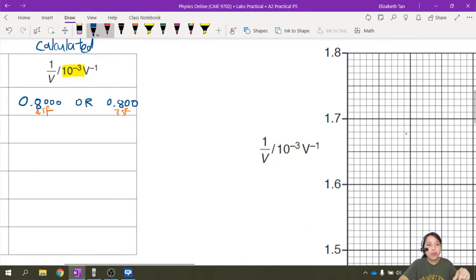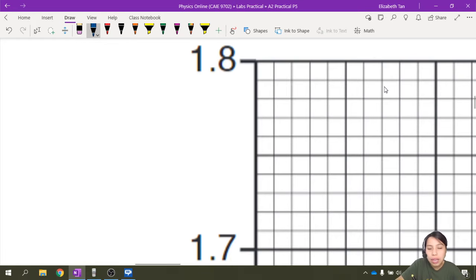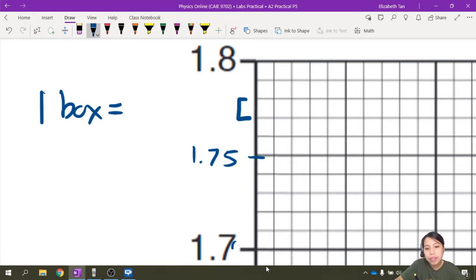It's always helpful when you're plotting a graph to check what is the smallest you can plot. So you kind of zoom in all the way and ask yourself the question, how much is one box? So you divide 1.75 by 70, 80. So you can say one box is 0.01. And that will give you an idea of how precise you need to be for your decimal place.